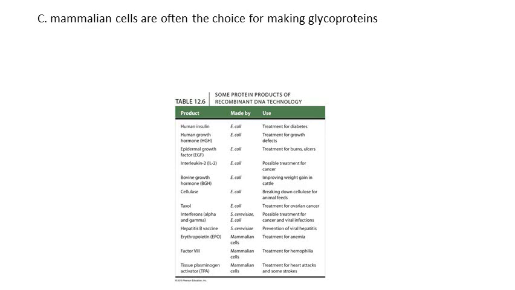Now, mammalian cells are oftentimes the choice for making glycoproteins, and this is because in order to get the sugar attached to the protein, that's what glycoprotein, glyco means sugar, but to get that sugar attached to the protein the right way, then you need the right kind of machinery.